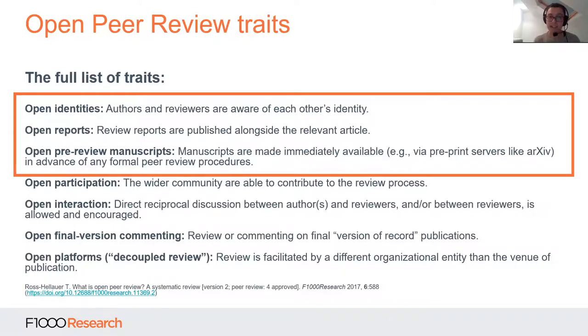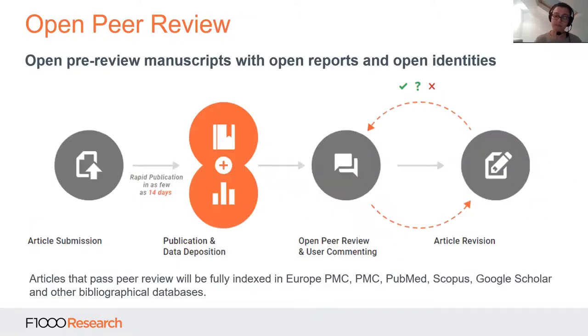So open identities, this is the idea that authors and reviewers are aware of who each other is. Open reports, having the review reports published alongside the article for people to read. And the third one is open pre-review manuscripts. These are preprints, essentially, manuscripts which are made immediately available before any formal peer review procedures. So these are your bioRxiv, medRxiv, all the other archives, and it is also incorporated into our peer review model as well. So this is our peer review model. It is open pre-review manuscripts, open reports, and open identities.